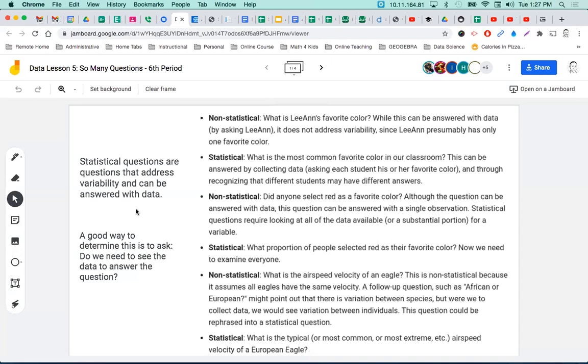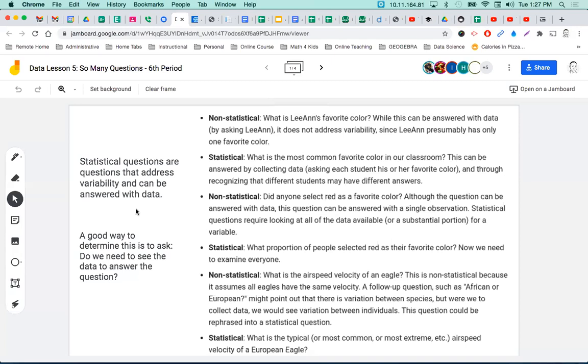Okay. A good way to determine if you're asking a statistical question is to ask this: do we need to see the data to answer the question? All right. And when we talk about data, we're talking about more than one data point, not just one. Okay. So let's look at some of these examples along the right-hand side.